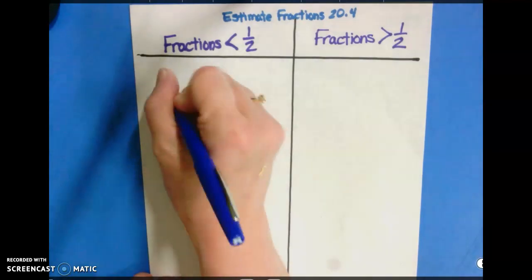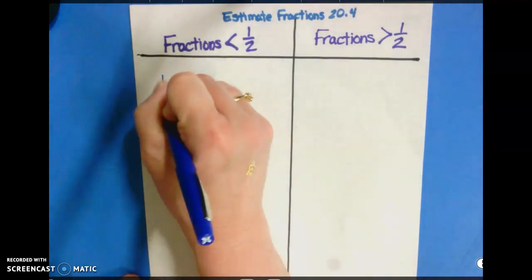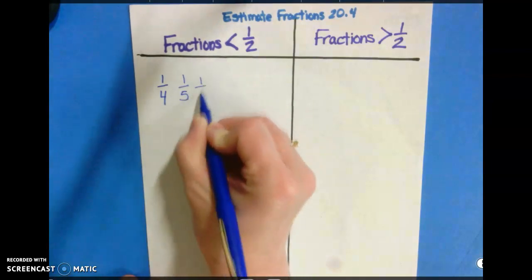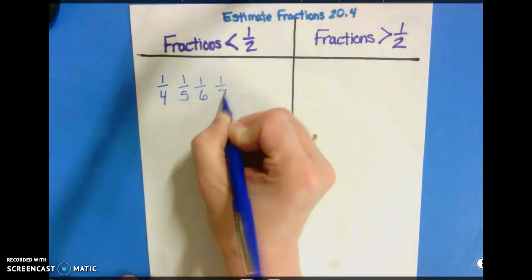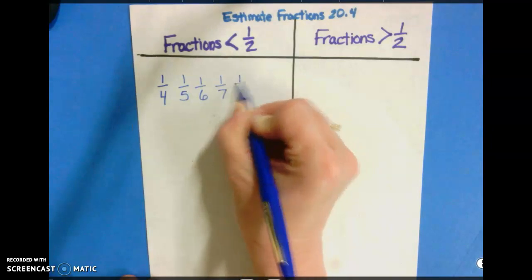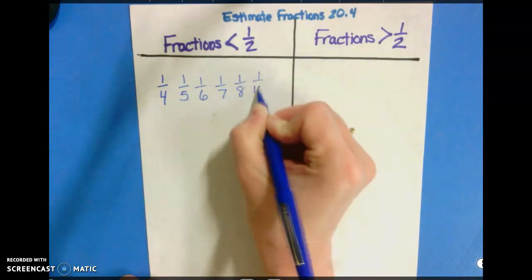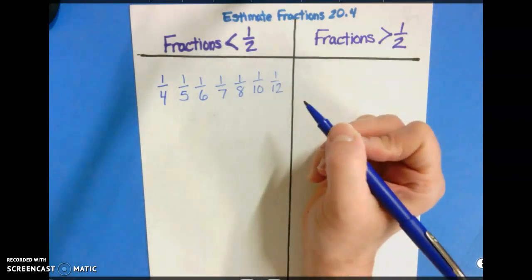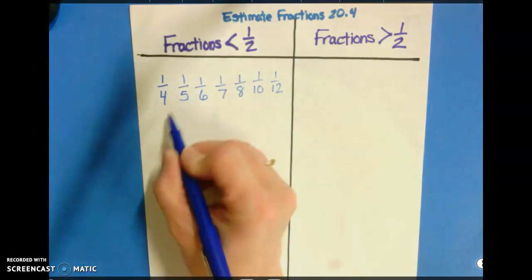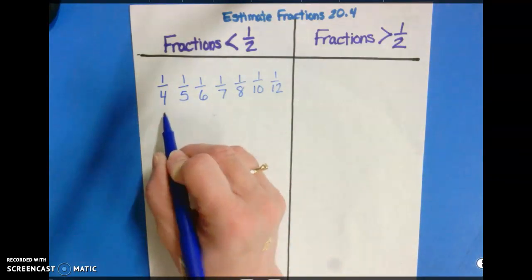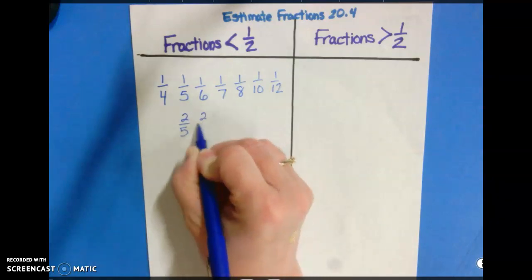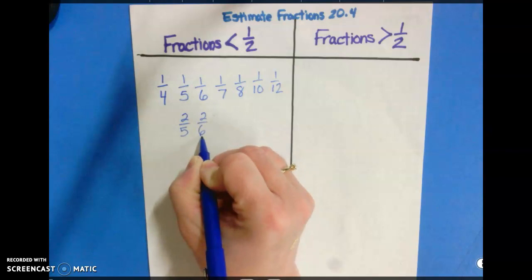All right, if you're looking at your board, you know that something like 1/4 or 1/5, 1/6, 1/7 if we had it, 1/8, 1/10, 1/12. Those are all fractions that are less than a half. If I have 2/4, no, that is 1/2, right? But maybe 2/5. Maybe 2/6, but not 3/6 because 3/6 is right on a half.